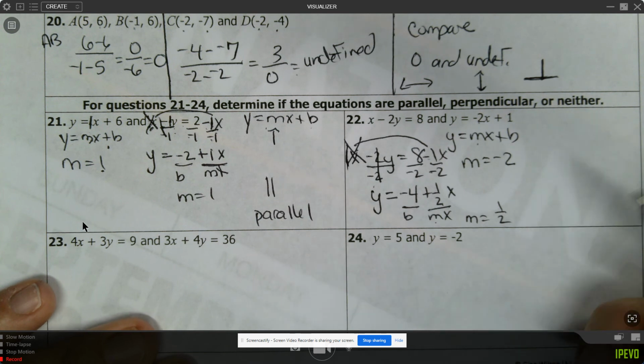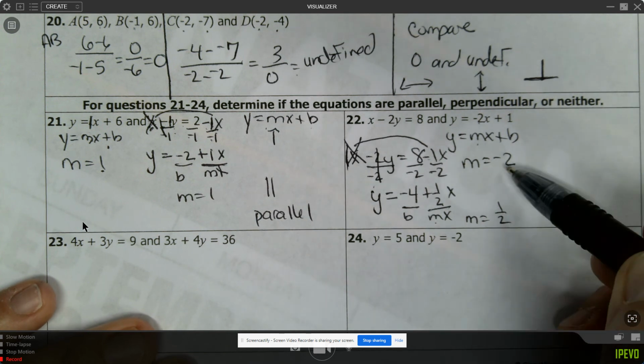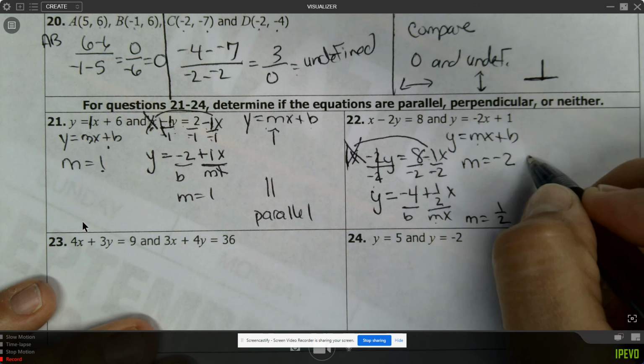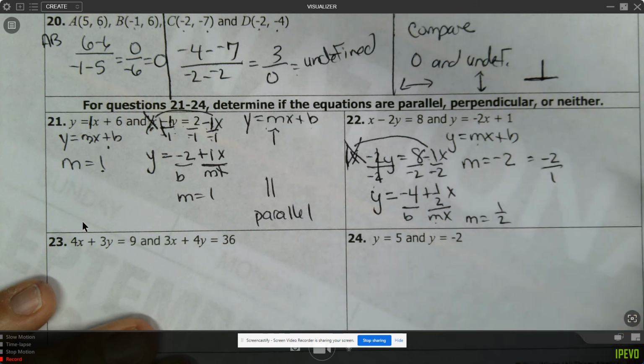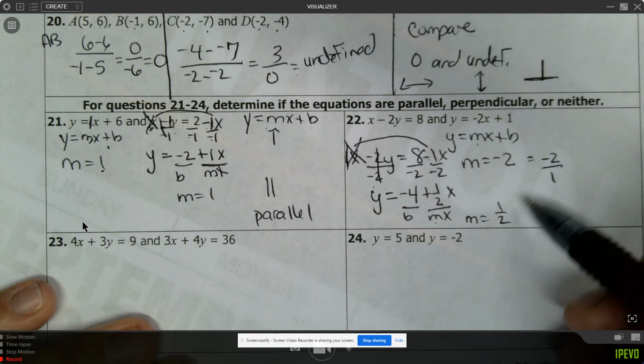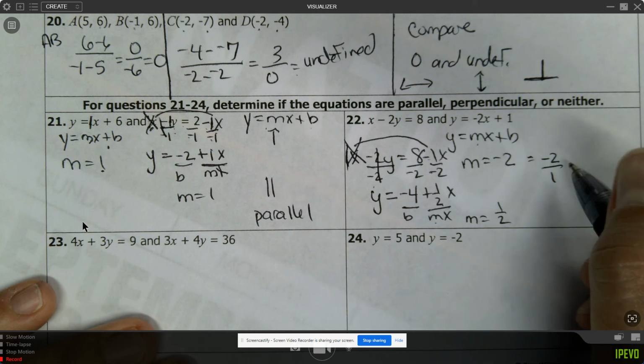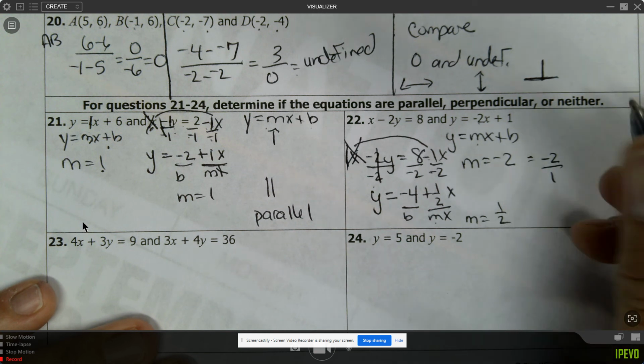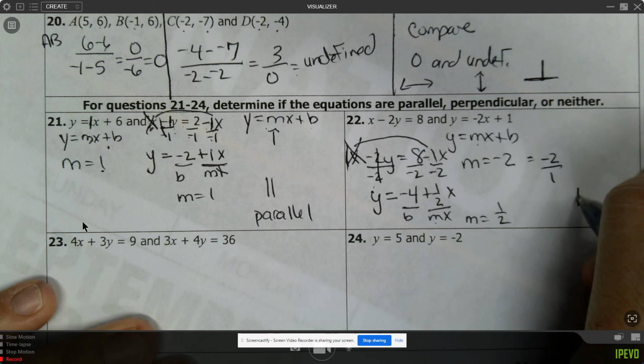All right, so let's compare them. I have a 1/2, and then I have a negative 2 over 1. Now, whole numbers, don't forget you can place over 1, so you can compare them a little better. So are the signs different? Yes. They flipped. Well, yeah, if you flip this over, you get 2 over 1. So that means these are perpendicular.